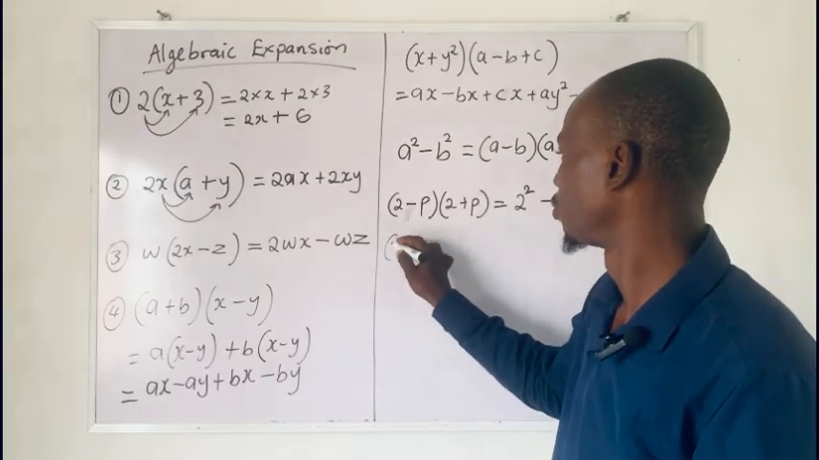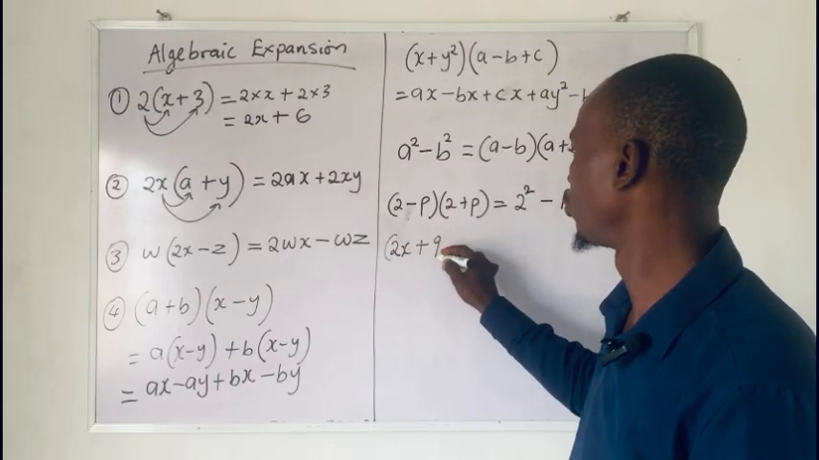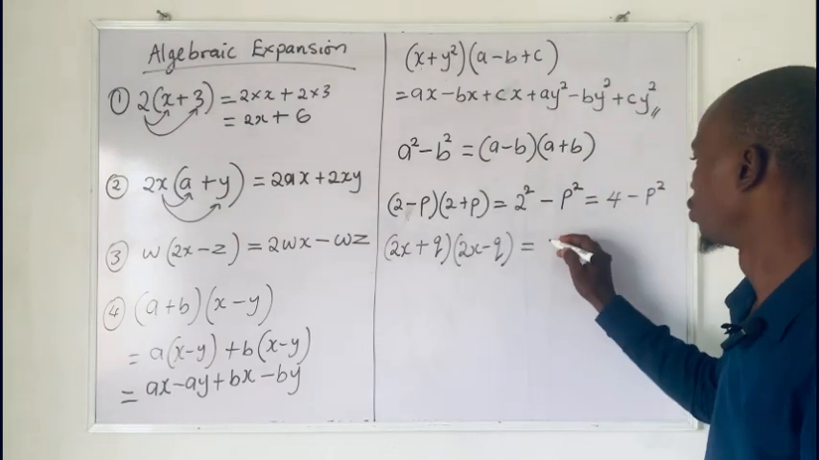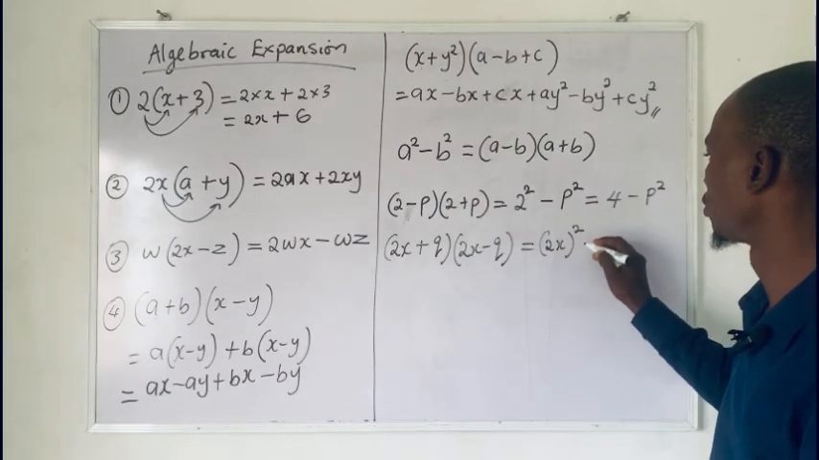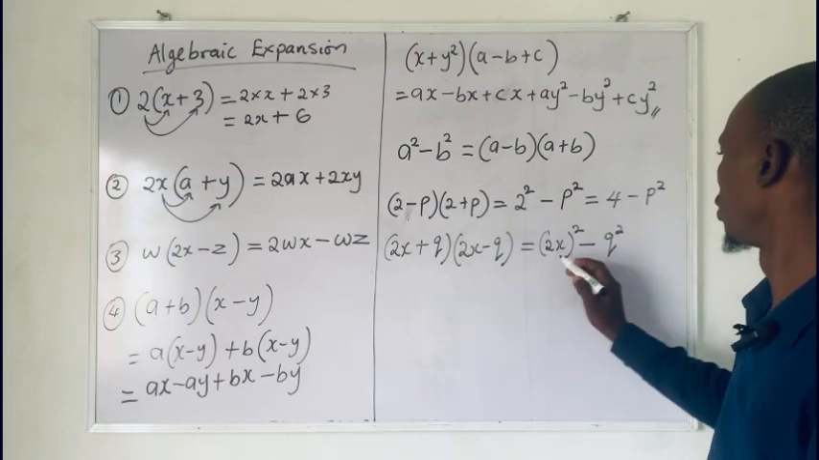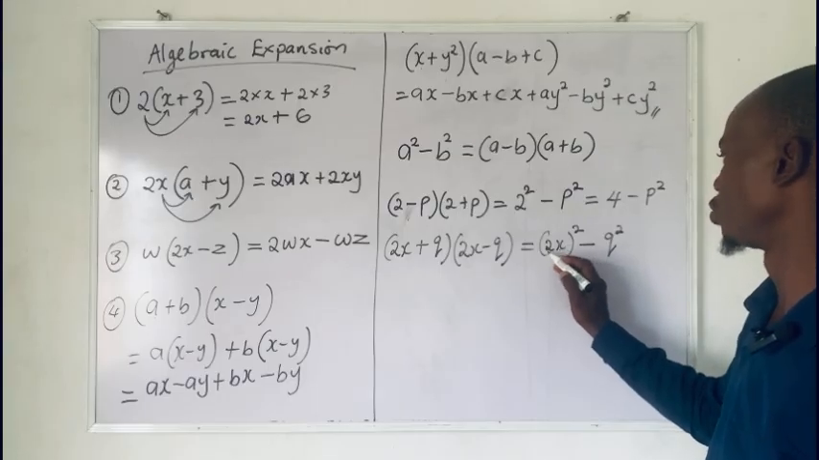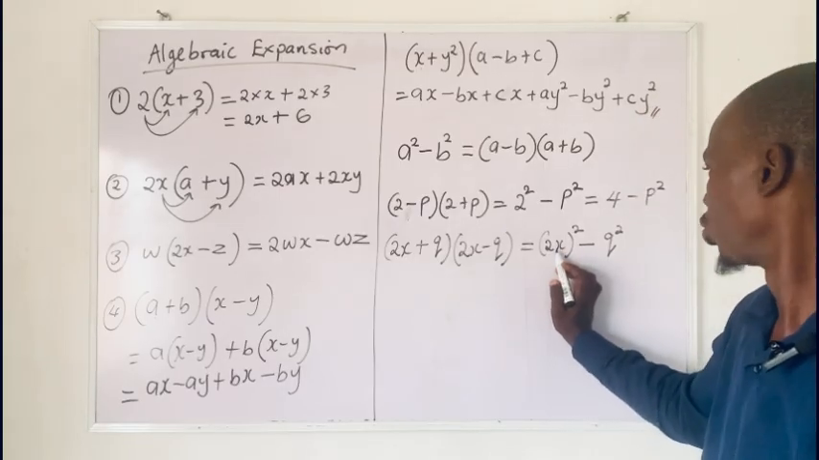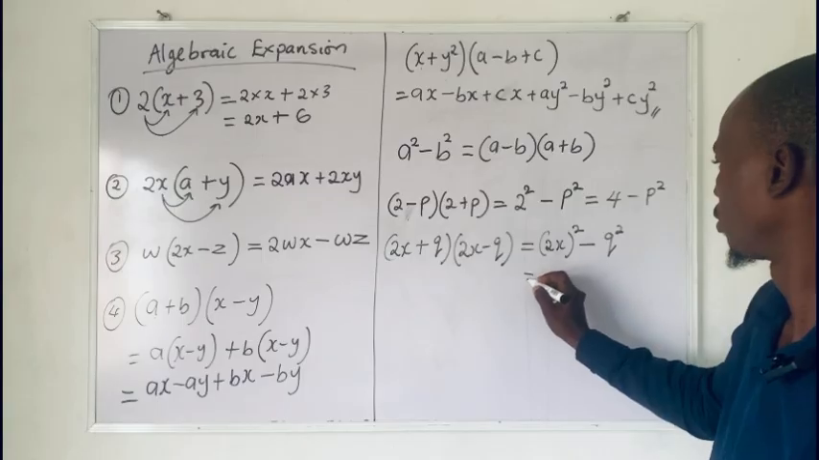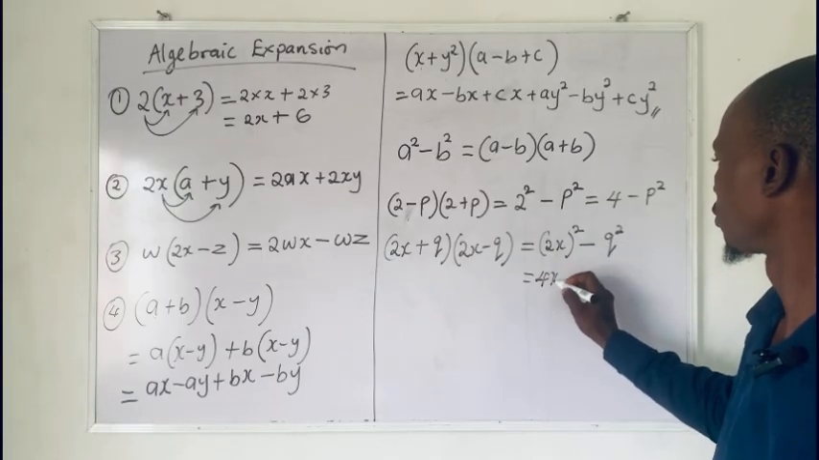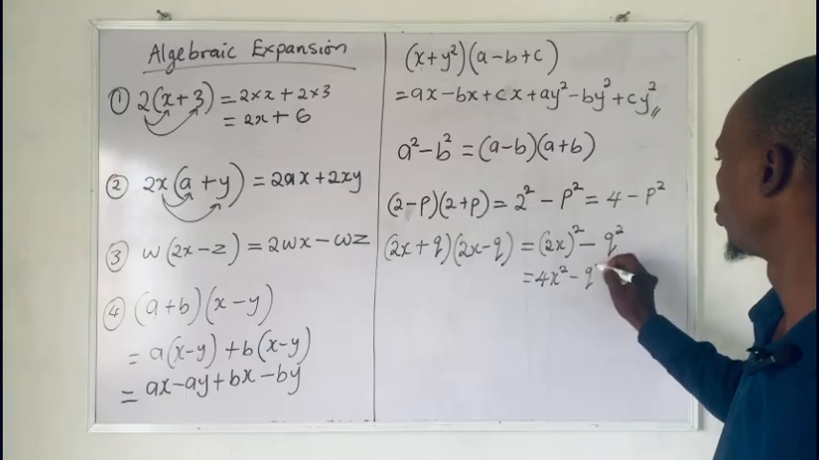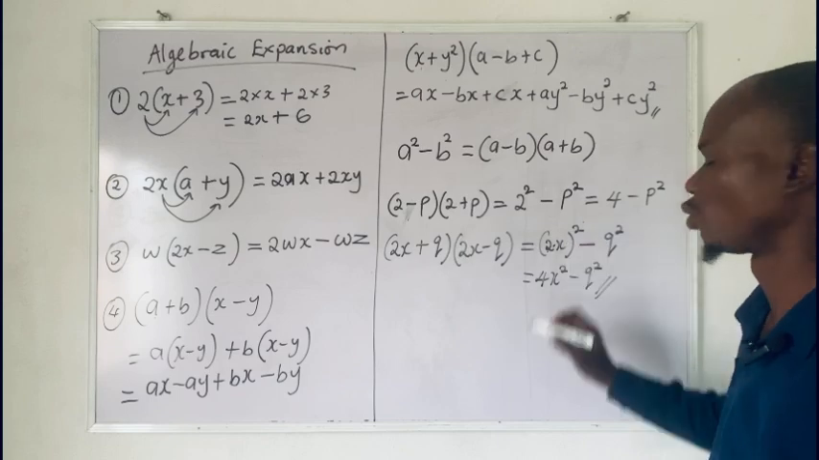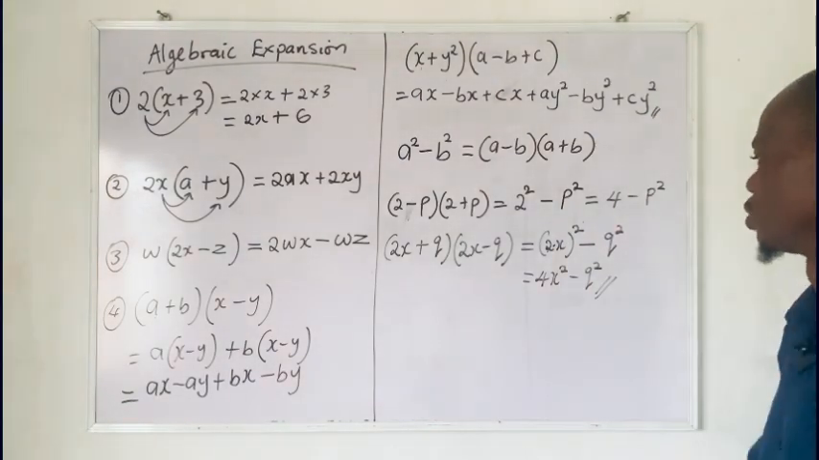Similarly, if I have 2x plus q times 2x minus q, this will become (2x) squared minus q squared. I have to put 2x in the bracket because there are two different terms forming the single number here. So when squaring, this will be 2 squared x squared minus q squared. The 2 will be squared according to the law of indices, 2 squared x squared. That's how we got our 4x squared.